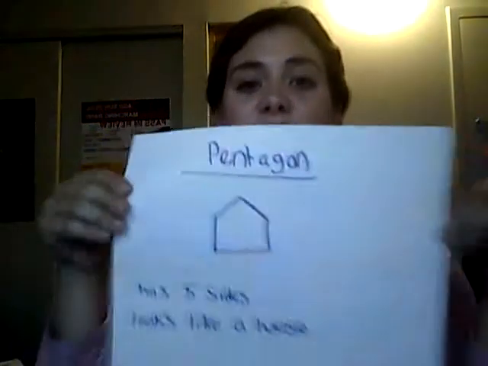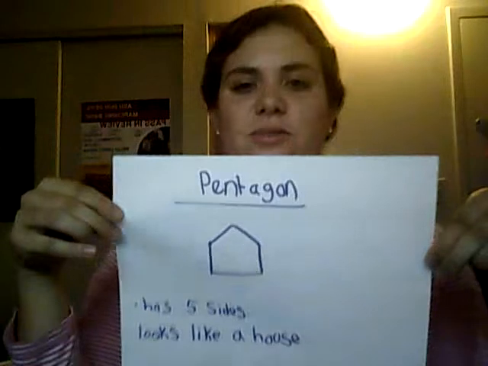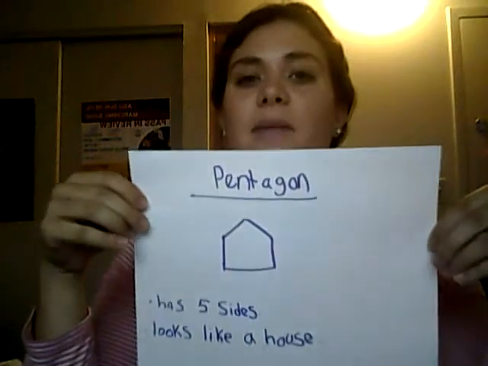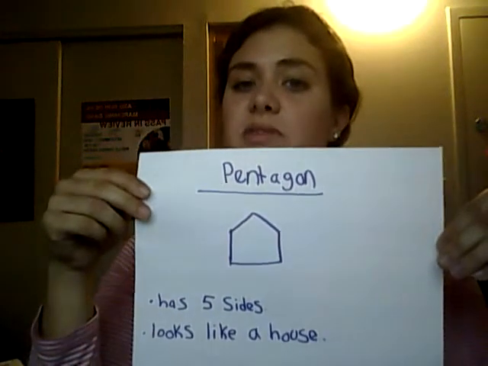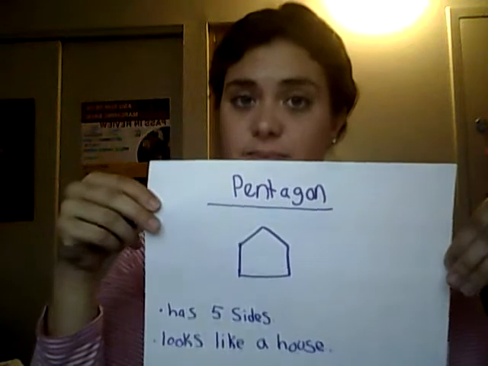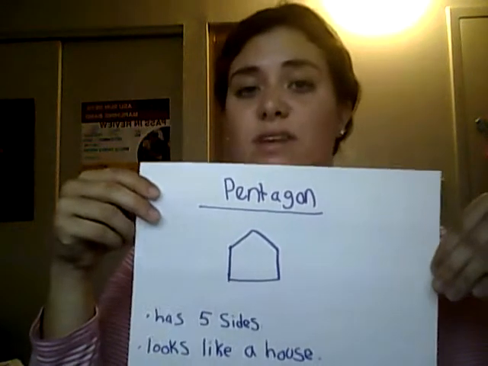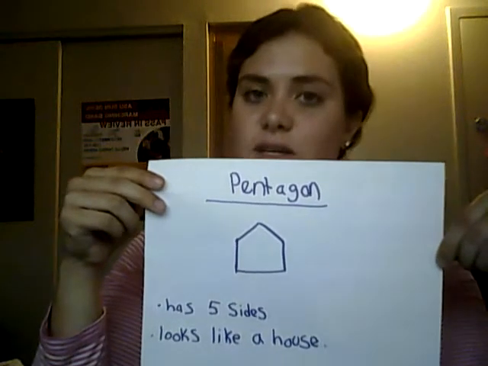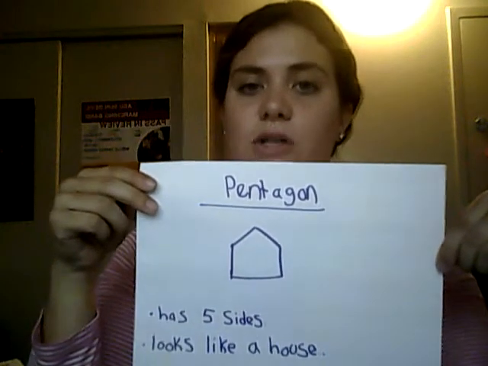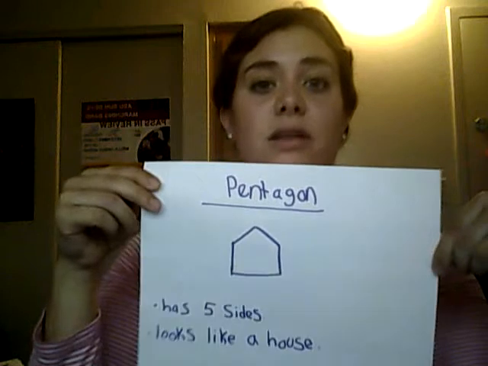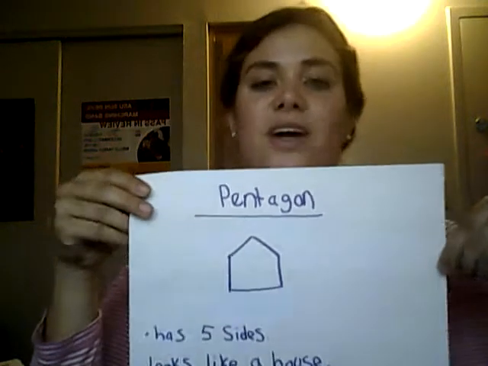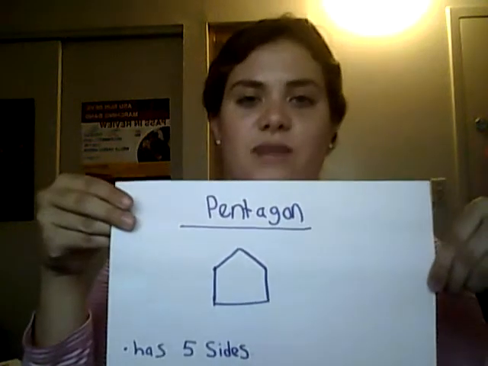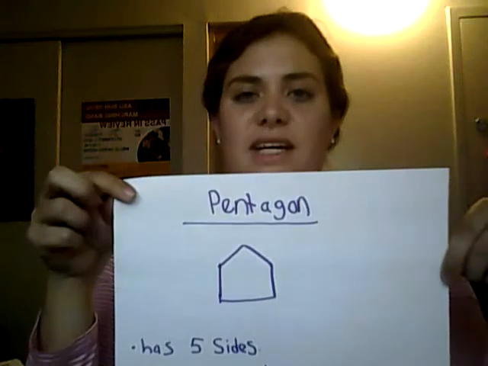Alright, we're almost done. We then have a pentagon, which is a big word here. And a pentagon is going to be a little bit different. It has 5 sides, not 4 like the other ones that we were looking at. And if you look at it, it kind of looks like a house, the shape of a house. So a pentagon has 5 sides and looks like a house. So right under your rhombus, you'll write pentagon, which is PENTAGON.